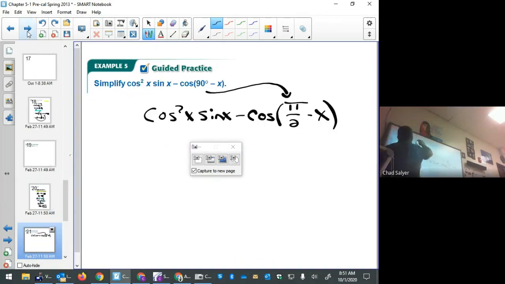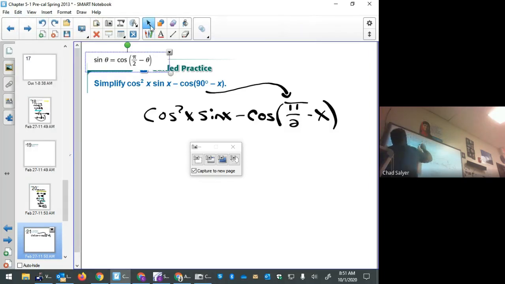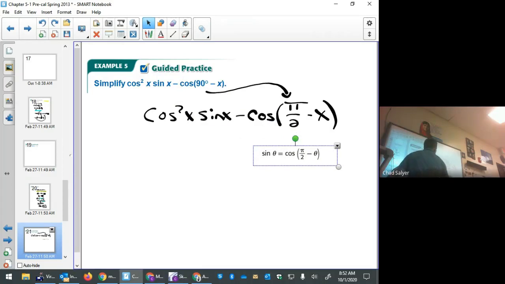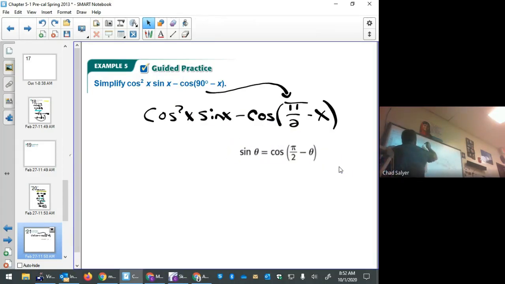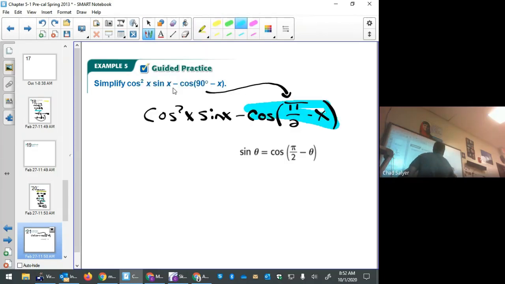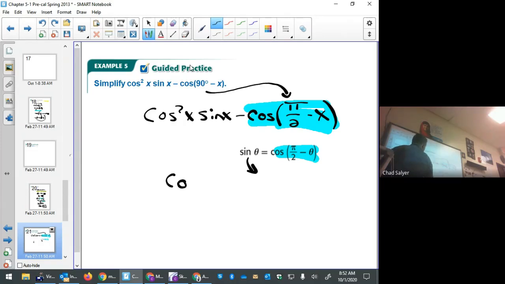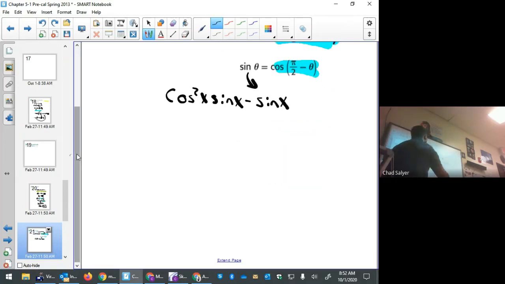Here's where we are. Wow, very counterintuitive, the way that goes. So we see that this expression is just like this, so we can replace that with this value. So cosine squared x times sine x minus sine x, using this cofunction identity. And now I can factor out the sine.